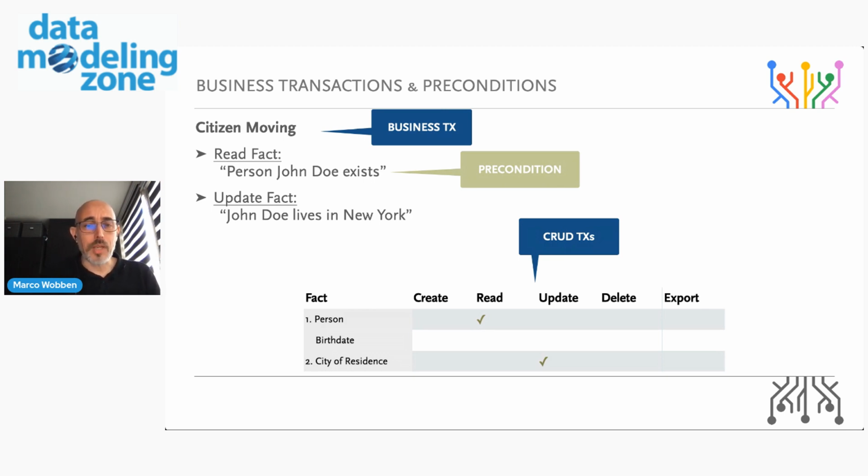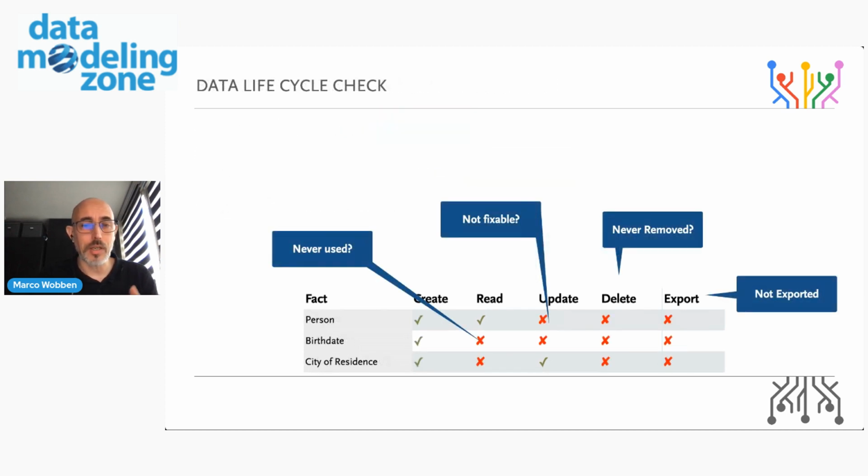And I'm going to update John Doe lives in New York. So in the matrix, you will see I'm reading the person and I'm updating city of residence. The birth date is not involved. So if you go through that systematically, you will end up with a matrix that gives you data lifecycle checks.